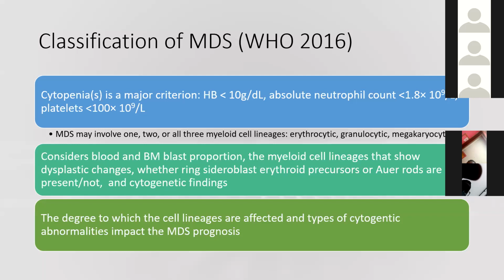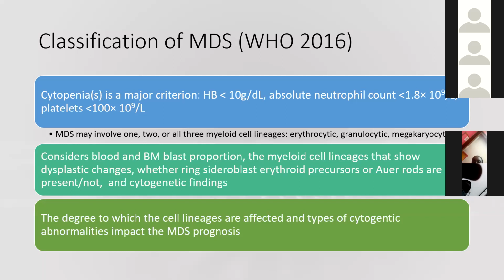And as I've said, the MDS may involve 1, 2, or all 3 myeloid cell lineages: erythrocytic, granulocytic, or megakaryocytic, and therefore may present with either a single cytopenia, such as isolated anemia, isolated neutropenia, or isolated thrombocytopenia. It may be a bicytopenia, where you may have anemia and neutropenia, or anemia and thrombocytopenia, or any combination, or it can be a pancytopenia where all will be reduced.